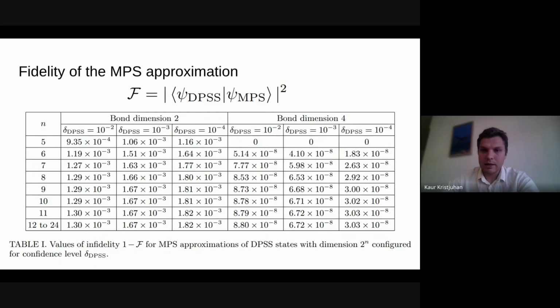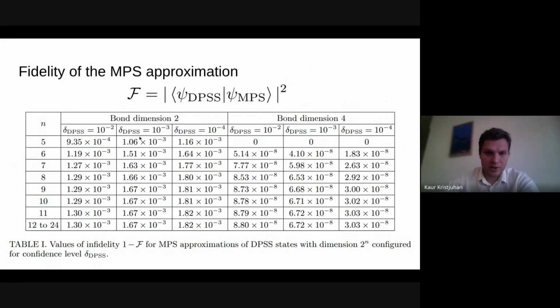Next, we're going to look at how well this matrix product state approximation performs. To measure that, we're going to look at the fidelity between the ideal state, that theoretically is the best state, against the state that we can prepare with that circuit that I showed earlier. A fidelity close to 1 means that these states are almost identical. And if the fidelity is 0, then they're orthogonal to each other.